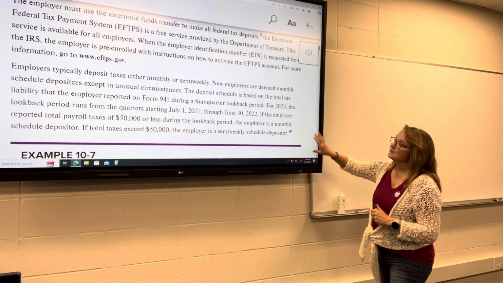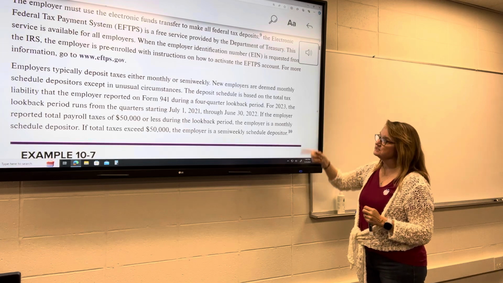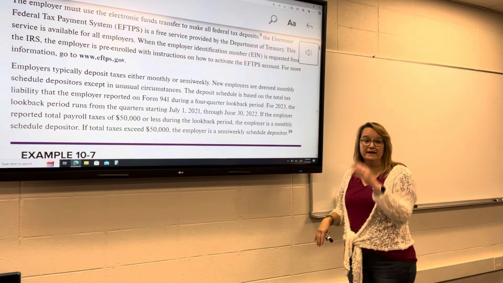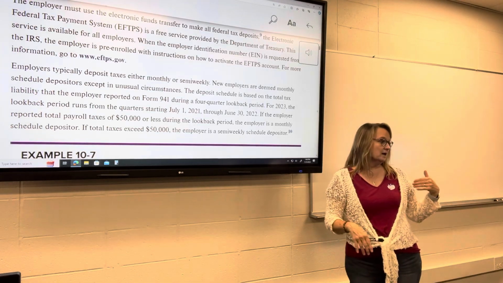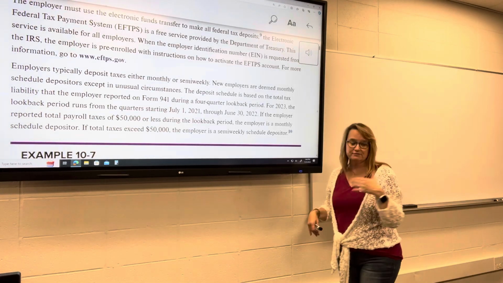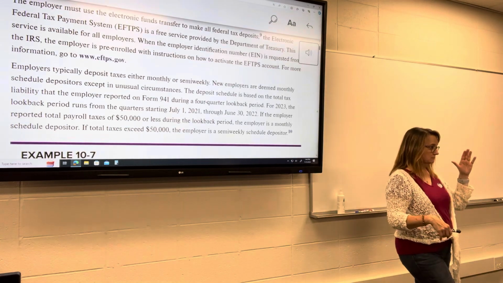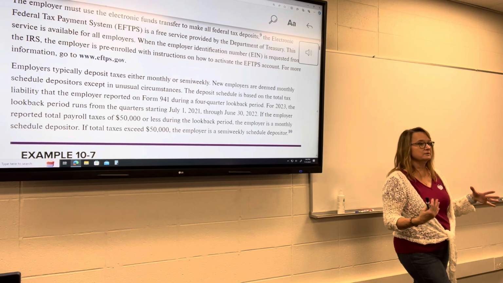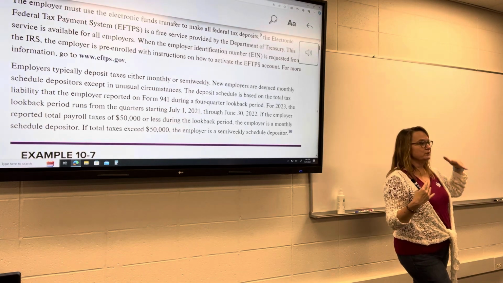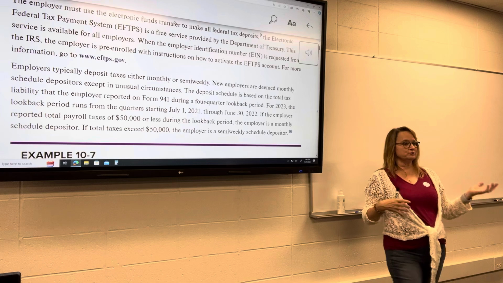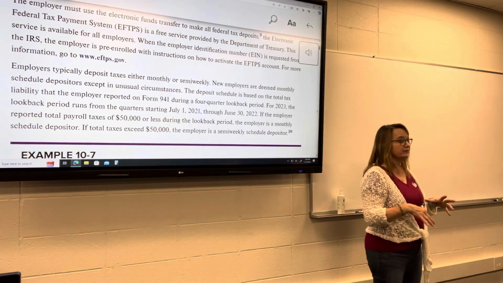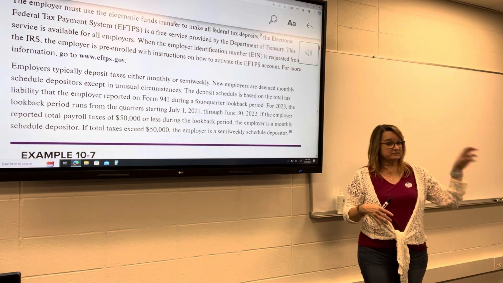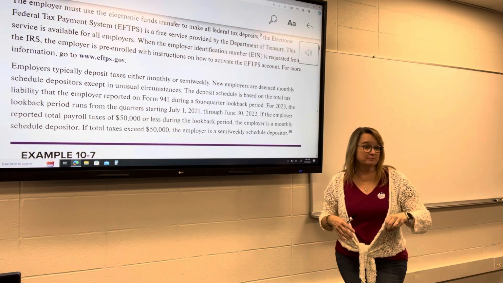So, monthly: every employer starts out as a monthly depositor, and that means they have to deposit the payroll taxes that they collect by the 15th of the month following the end of the month. So this is November 5th, and we just finished October. Right now, employers are calculating the amount that they withheld during the month of October. If they're a monthly scheduled depositor, they'll have to deposit those funds by November 15th.